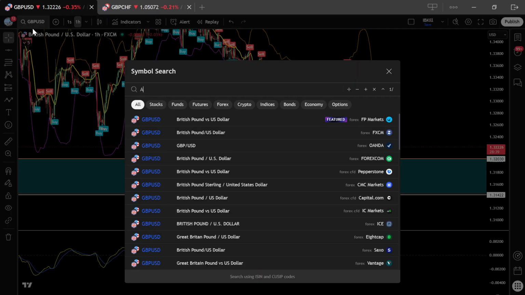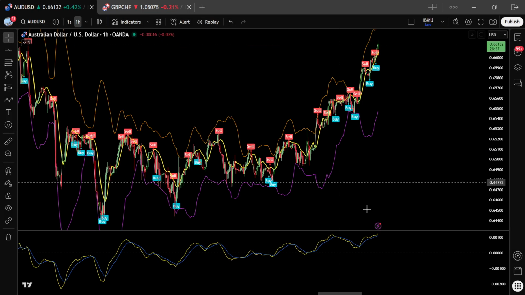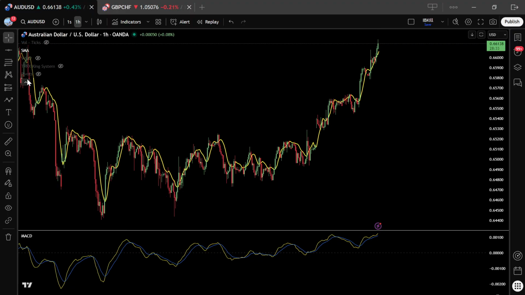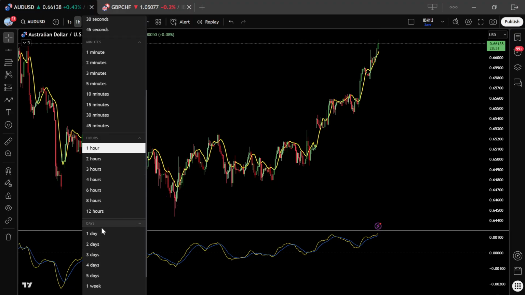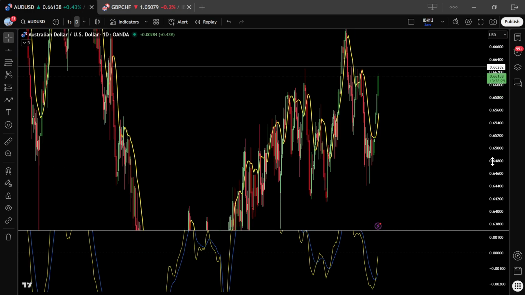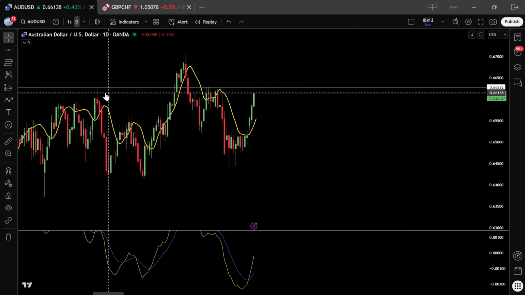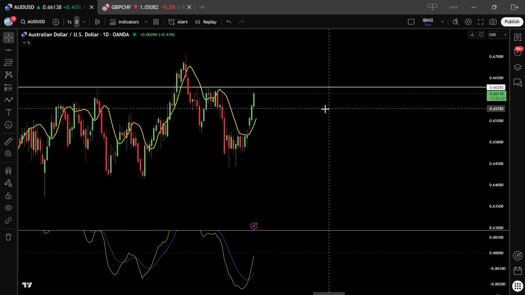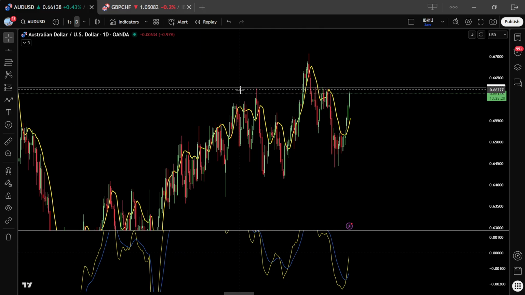Time will tell. Another one I want to look at is the Aussie USD. Look at these two first. Okay, this is very bullish today. Zoom out to the daily. We're approaching some key resistance here at 66,300. You can see this actually was a nice head and shoulders pattern from before.